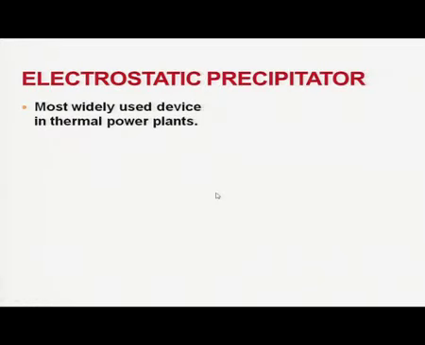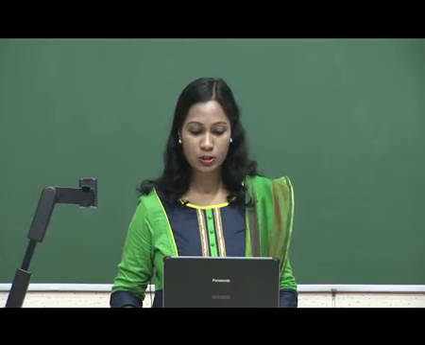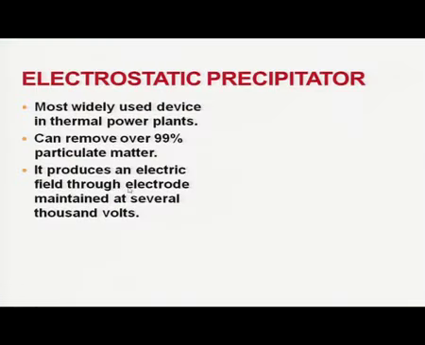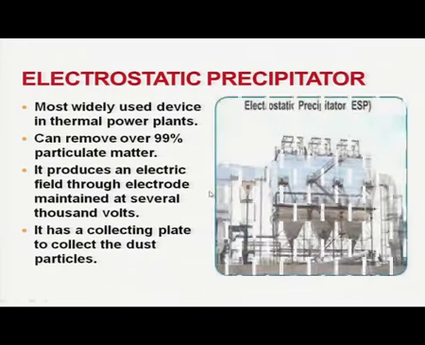So, what is an electrostatic precipitator and how does it function? It is the most widely used device in thermal power plants specifically. It can remove over 99% of the particulate matter which is present in the emissions. As the name suggests, it produces an electric field through electrodes maintained at several thousand volts, and it has a collecting plate to collect the dust particles.